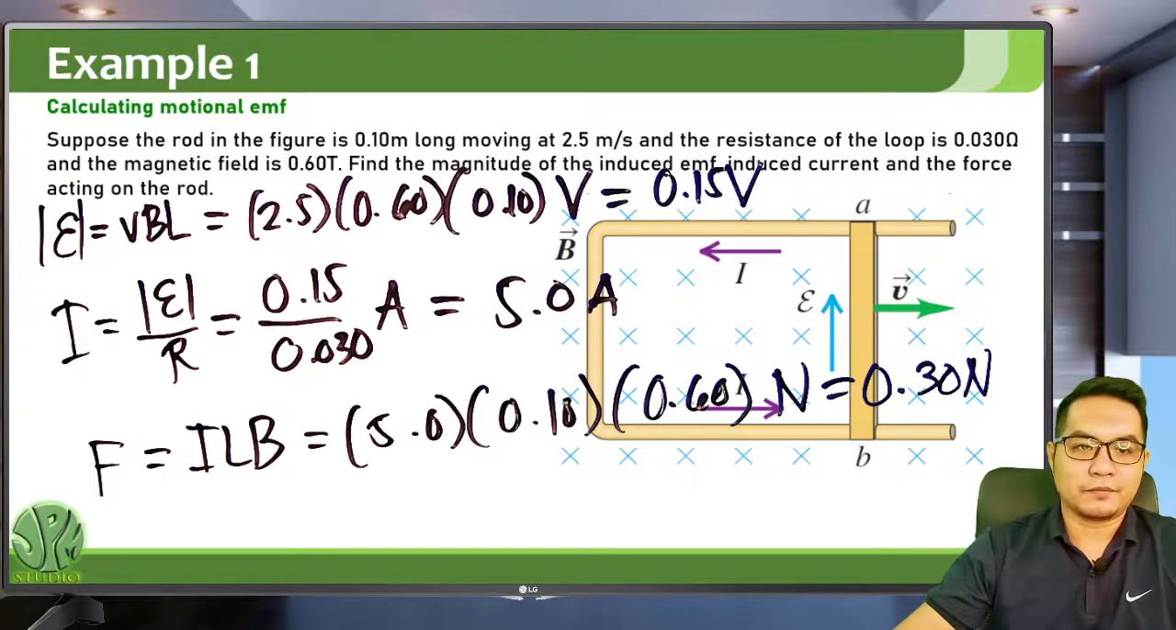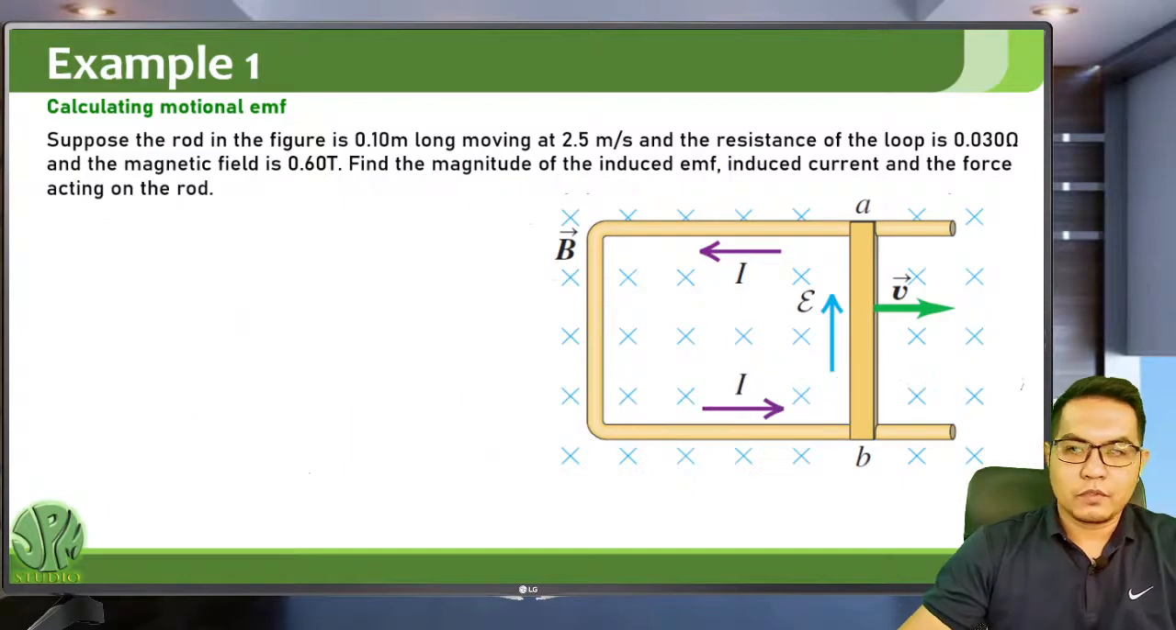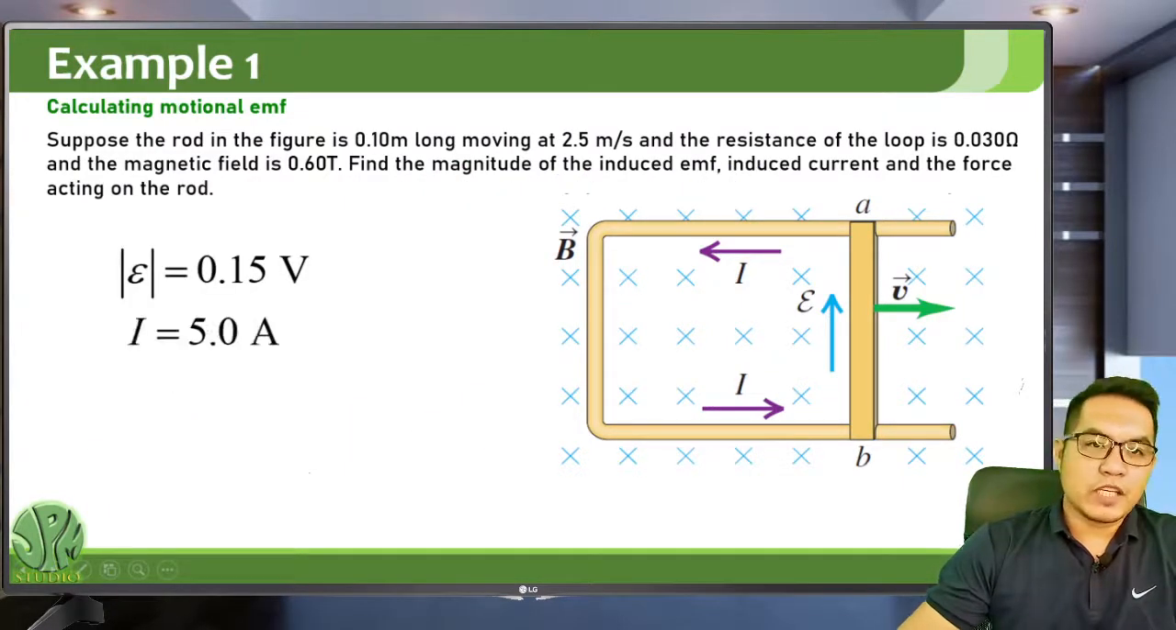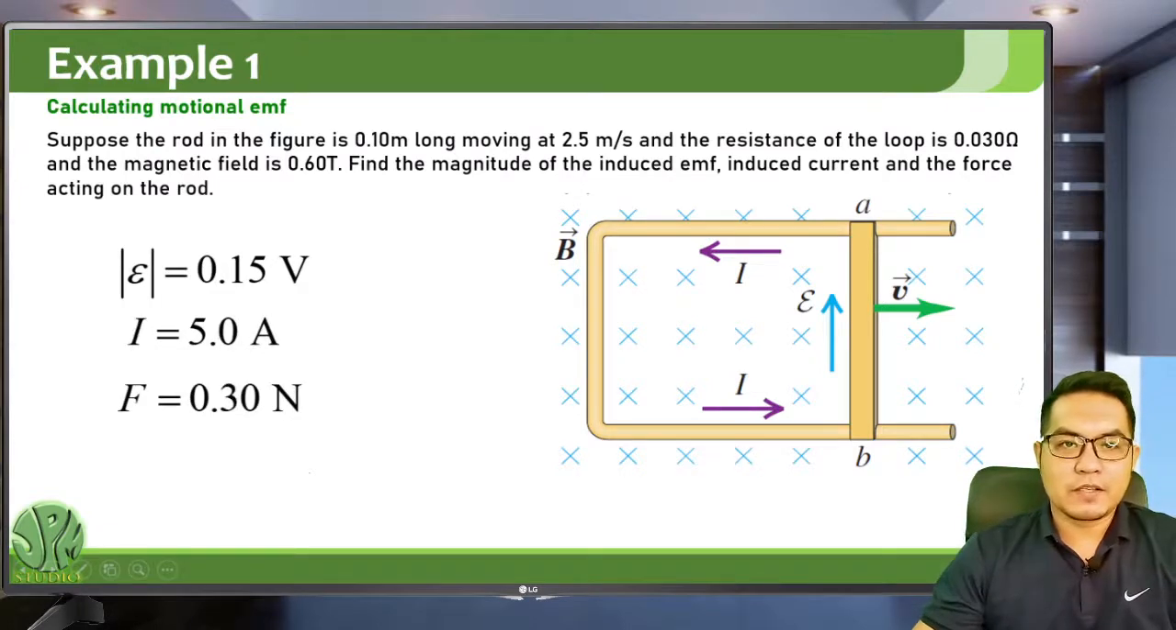So that's it. For this problem, the induced EMF is 0.15 volts, the induced current is 5 amperes, and the force acting on the rod is 0.30 newtons.